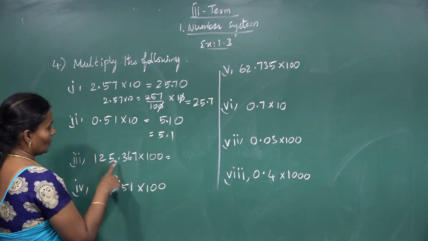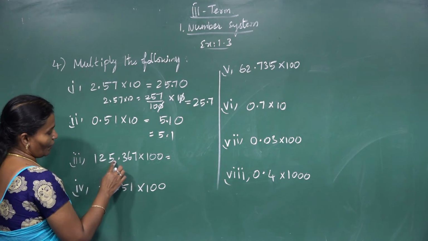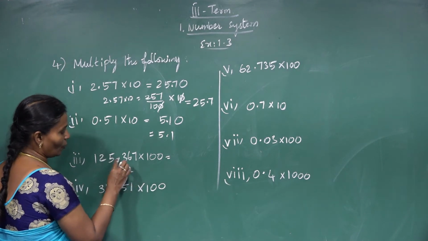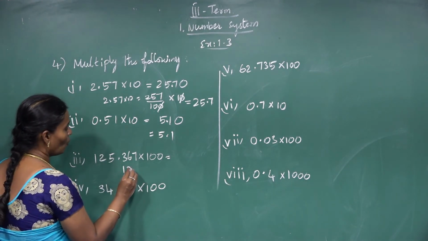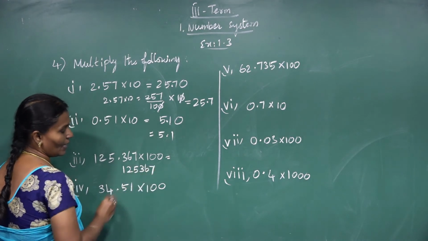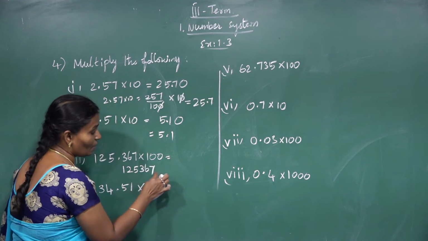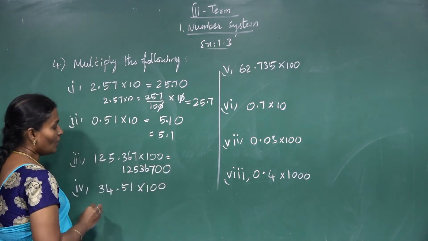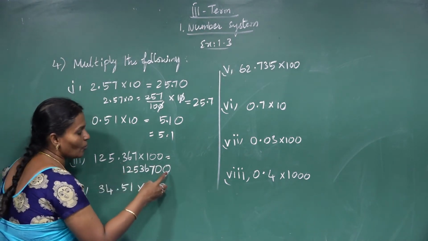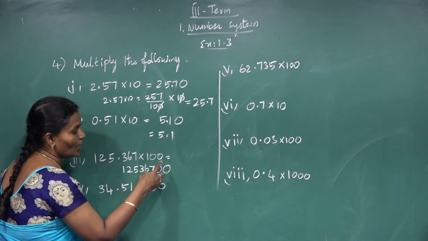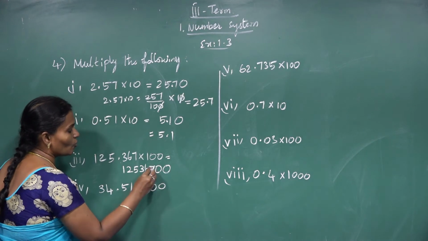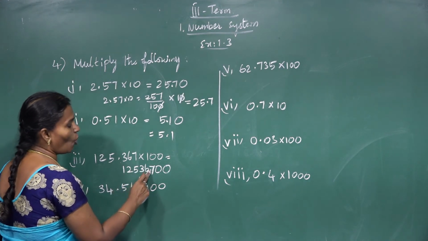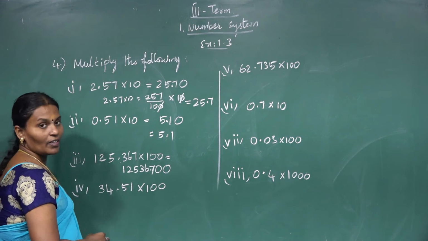So here, see, 125.367 multiplied by 100. Okay. So how do you write? You remove this decimal point. You write all the numbers 1, 2, 5, 3, 6, 7. And here how many zeros? 100 means 2 zeros. Multiply by 100 means 2 zeros come. Isn't it? So you put the 2 zeros. Okay. Then here how many decimal places? 3 decimal places. So you count 3 places, 1, 2, 3, right to left only. So you put the decimal point here. So the answer is 12536.7. Okay. So that is the answer.